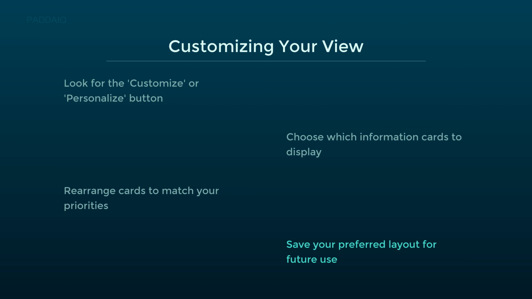Save your preferred layout for future use. This means once you arrange your screen to your liking, you can store that setup. For instance, if you position your project list and calendar side by side, saving it lets you instantly return to that view next time. This ensures your personalized workspace is always ready.